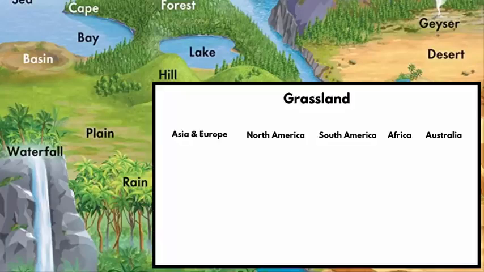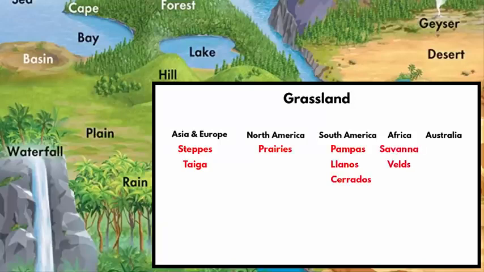Now, grasslands are known by different names in different parts of the world. In Asia and Europe, it is called steppes or taiga. In North America, it is called prairies. In South America, it is called pampas, llanos and cerrados. In Africa, they are called savannas and velds. And in Australia, they are called rangelands or downs.